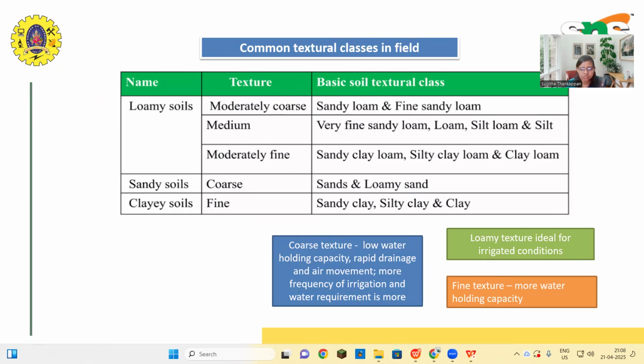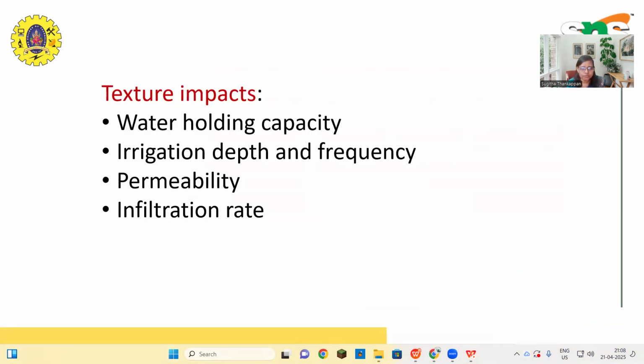The loamy texture soil is regarded as ideal for irrigated conditions, and for fine texture soil, if it has more clay proportion, the water holding capacity will be more. So what are the impacts of this texture on soil moisture?